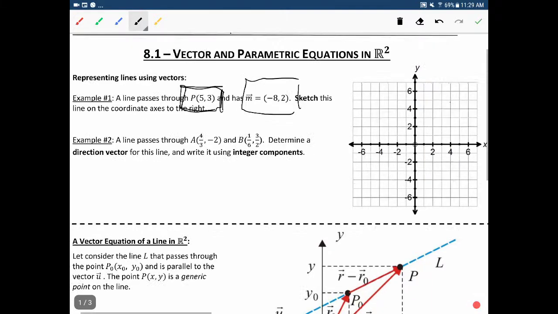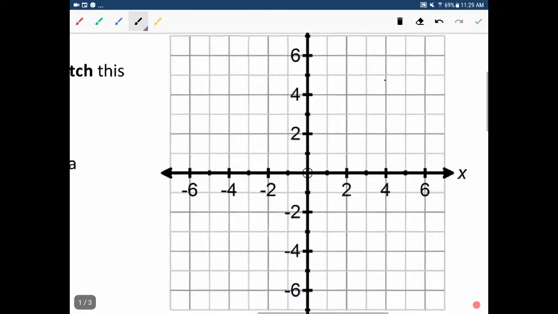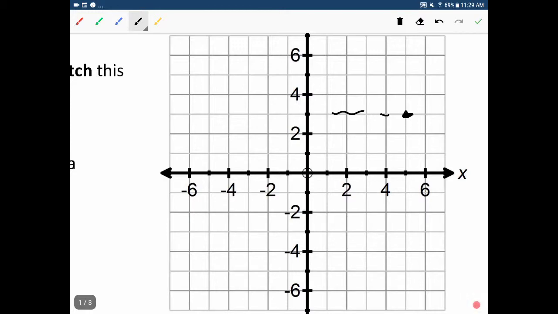So the idea here is I'm going to start at the point 5, 3. So I'll start right there at that point. And then I'm going to follow the direction of m, which is negative 8, 2. So I'm just going to go back 8, which will take me to negative 3. And then I'm going to go up 2, which takes me to this point right here. So this vector right there gives us our direction.